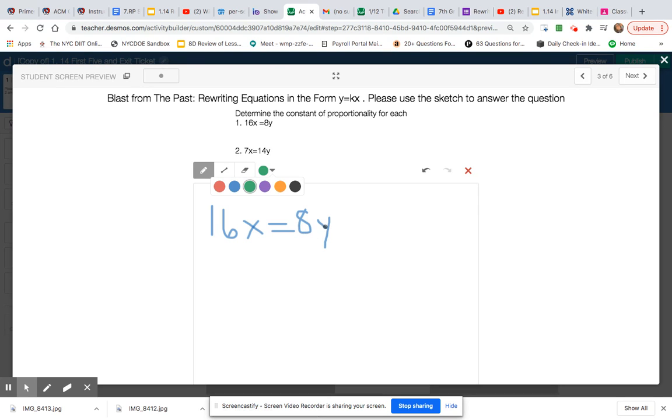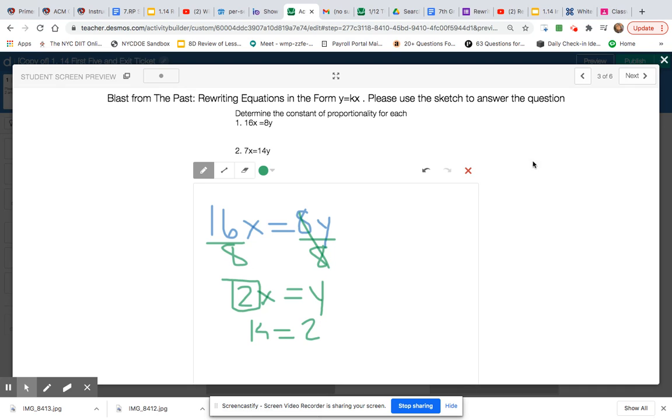Since this is 8 times y, to get rid of this 8 or undo multiplying by 8, we have to do the inverse operation, which is divide by 8. But whatever you do to one side, you do to the other. So this becomes y equals 2x. Okay? So my constant of proportionality, or my k, is 2 for the first one.